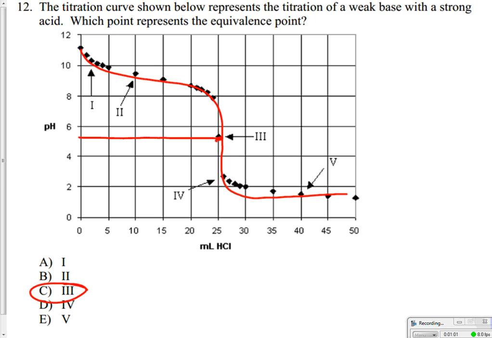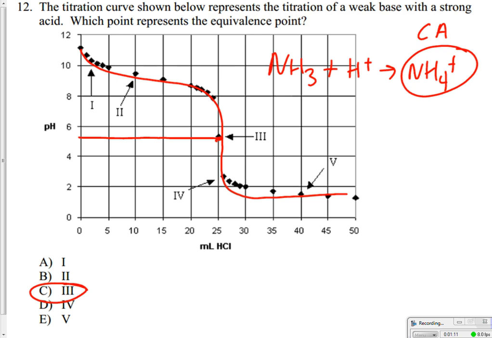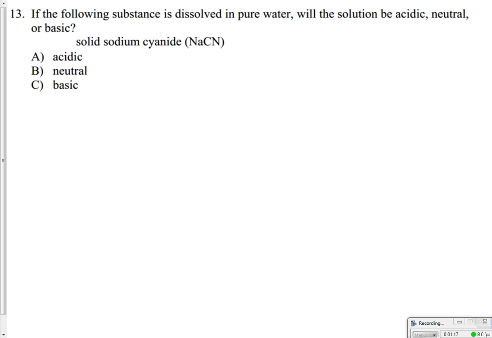We know when you titrate a weak base, so if you titrate NH3 with, let's say, H+, you're going to get NH4+. A positive ion is going to act as a conjugate acid, so the pH at equivalence has to be below 7.